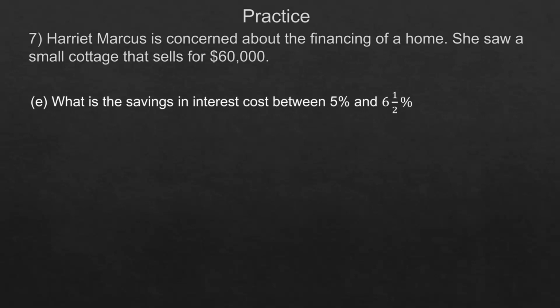This is video number 3 for 18-1. We're going to finish up on this problem with Harriet. She financed her cottage of $60,000, but she just had to finance $48,000. What is the savings in interest cost between the 5% and the 6.5% loan?